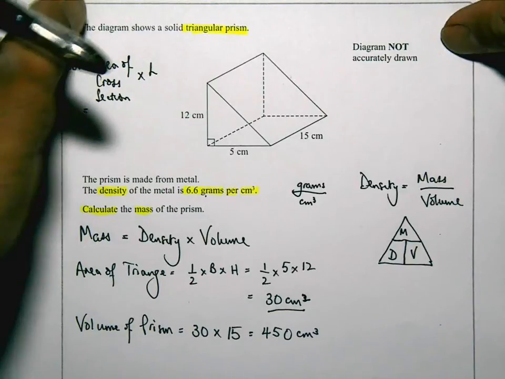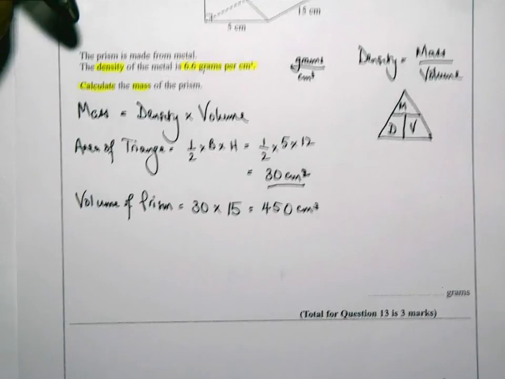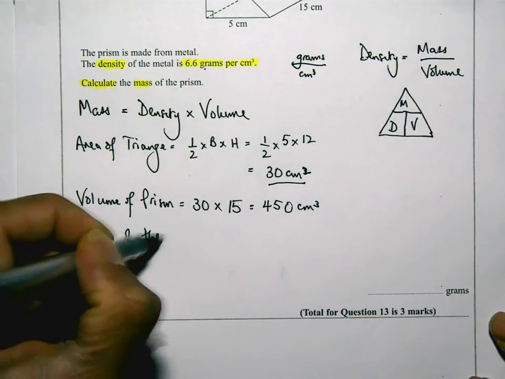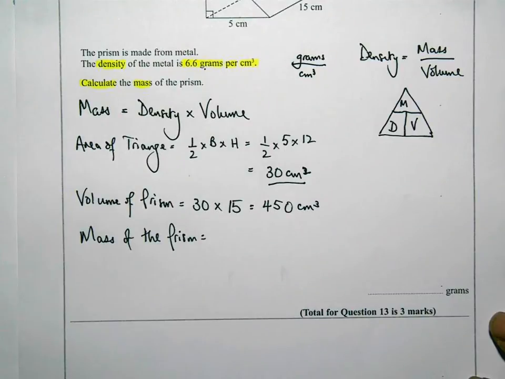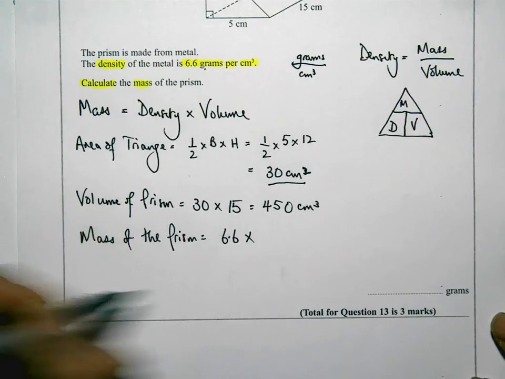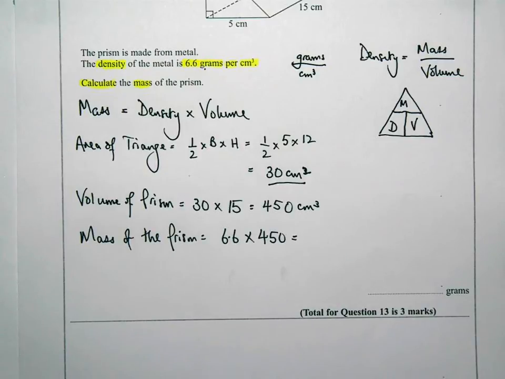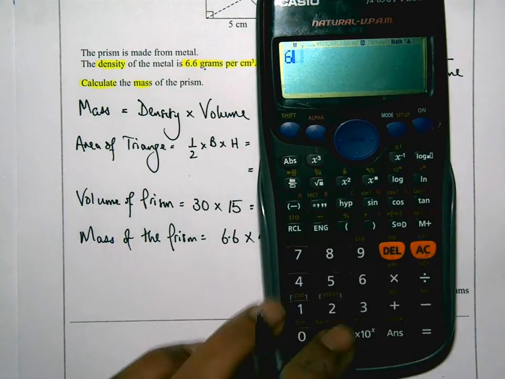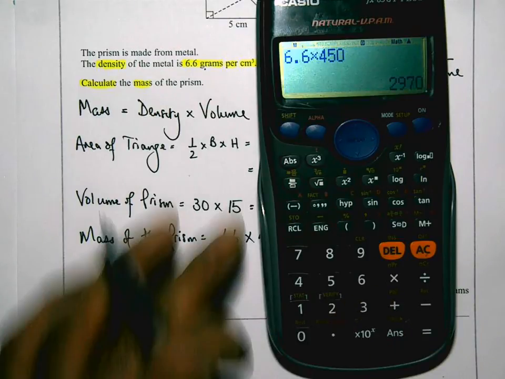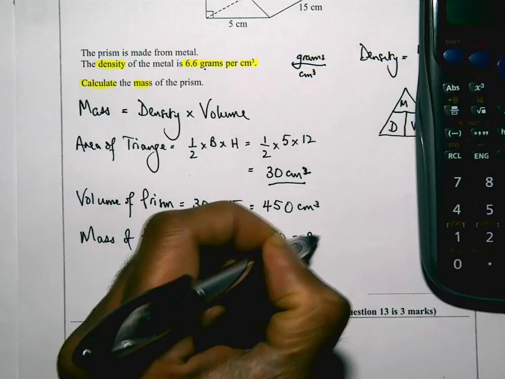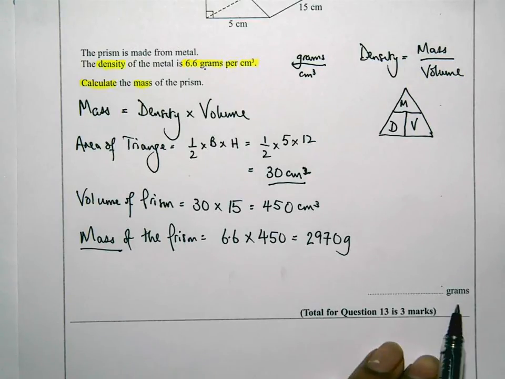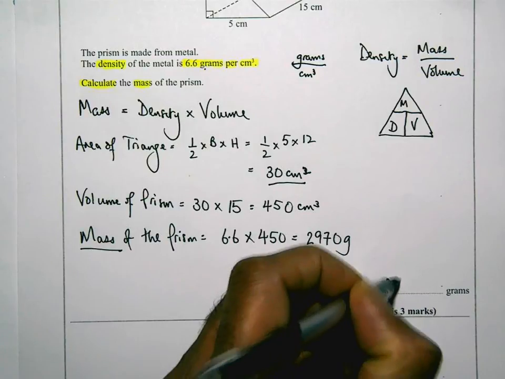I could work out the mass of this prism. So the mass of the prism is going to be density times volume. The density is 6.6 grams per centimeter cubed, times the volume, which is 450. And again, using my calculator, 6.6 times 450, 2,970. And remember, I'm working out the mass, so that's going to be in grams. But actually, that's written into the answer space as well. So I'm just going to write that in there, 2970. And that should get me full marks in this question.